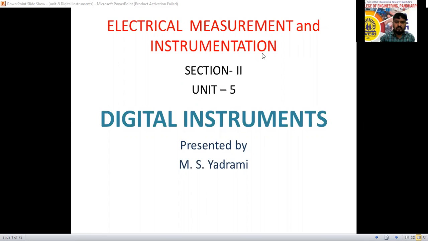Yes, we have studied a lot in this subject, but we have not concentrated on digital instruments which will give the digital value. So to get the values in the digital form, in digital numbers, we are going to use the digital instruments here now. So today in this class, we are going to discuss some introduction of digital instruments. Okay.